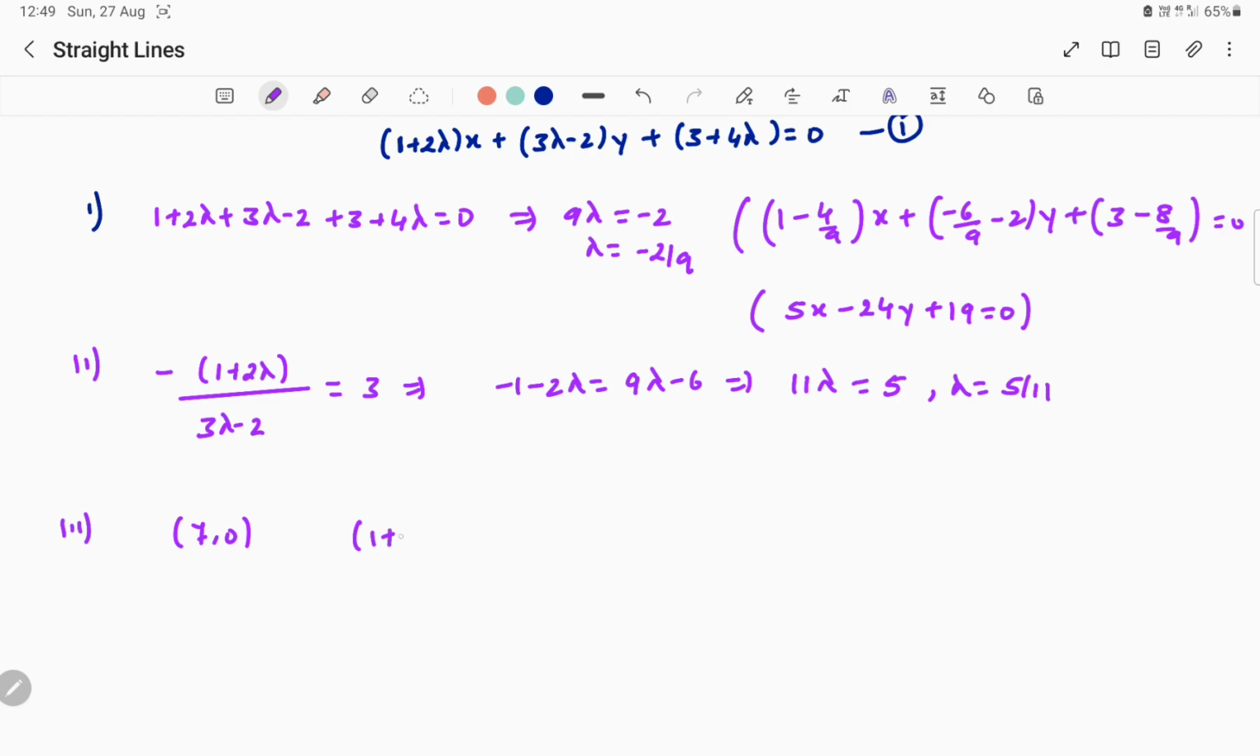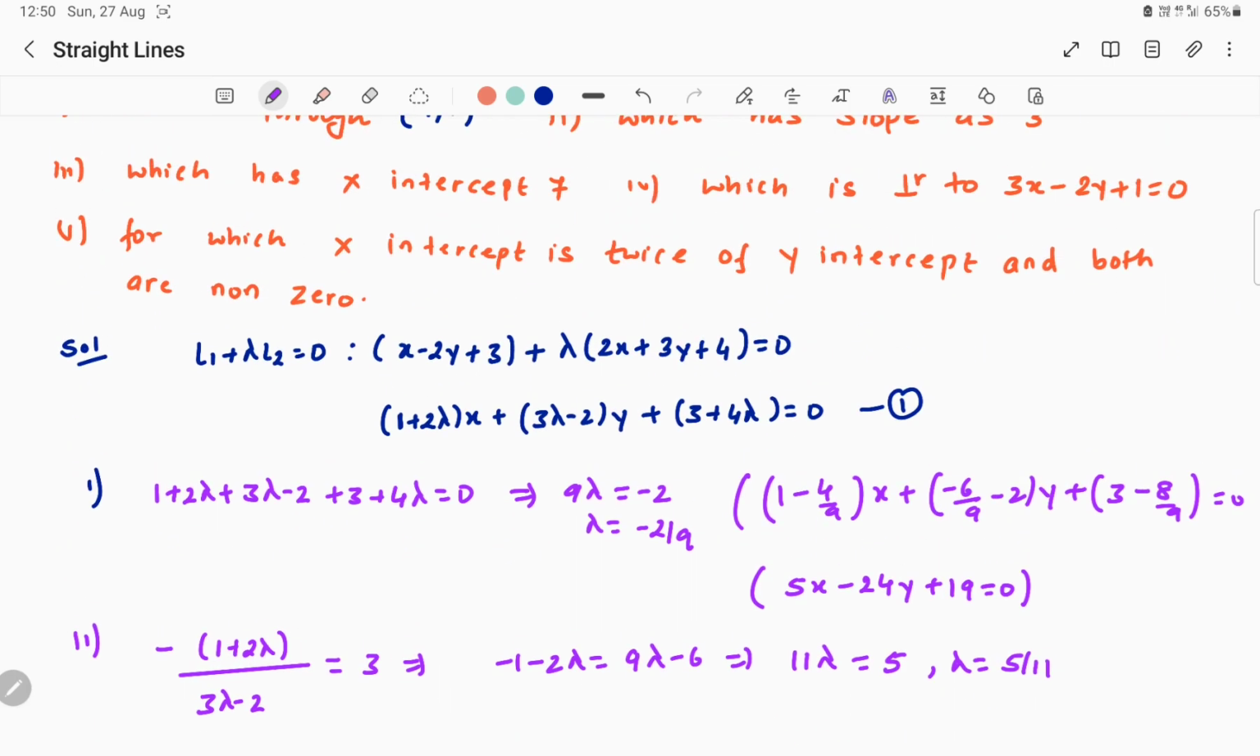So you get 1 plus 2 lambda into 7, 0 into y. I mean, in place of y, when you write 0, everything will become 0. And we get 3 plus 4 lambda equal to 0. So when you simplify, 14 plus 4 is 18 lambda, and on the right side we get 7 plus 3, 10. So we get minus 10. So from there we get lambda is equal to minus 5 by 9. Okay, I hope there is no confusion.